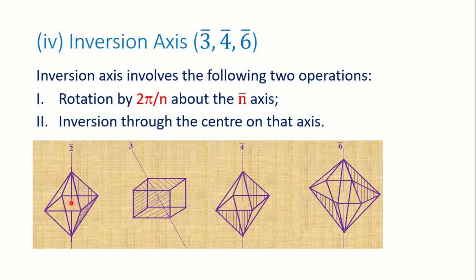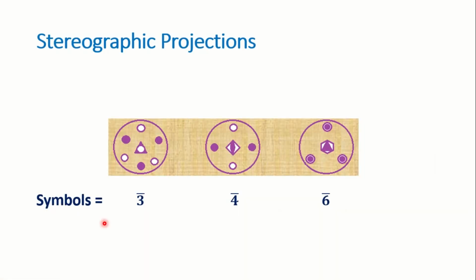That is why the center of symmetry I is sometimes denoted as 1 bar, and the mirror plane is sometimes denoted as 2 bar. Stereographic projections: these are the symbols for 3 bar, this is the symbol for 4 bar, and this is the symbol for 6 bar, and these are the projections. Okay, just have a look, you will understand, and you must draw it on paper by yourself, then it will be clearer and more prominent to you.